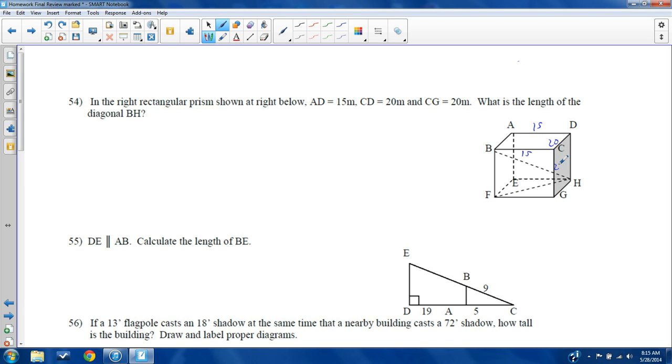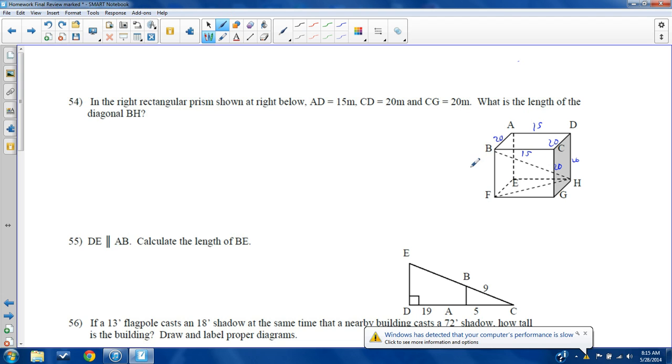CG is 20. So remember, this is 20, this is 20, all that. What is the length of the diagonal BH? Now this is 3D, so BH is going from corner to corner. Think of corner of a room, like the floor or the wall in one room, all the way to the other corner, like looking through space, not against a wall.